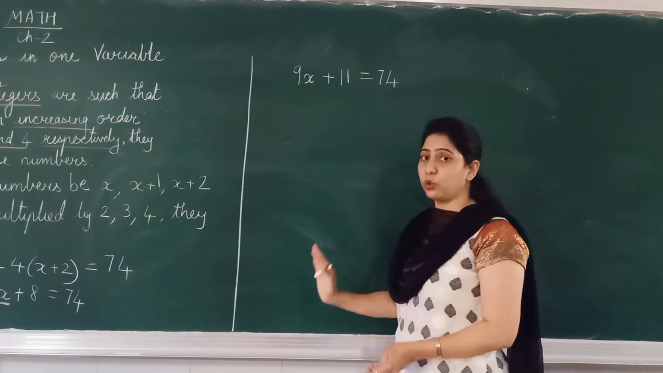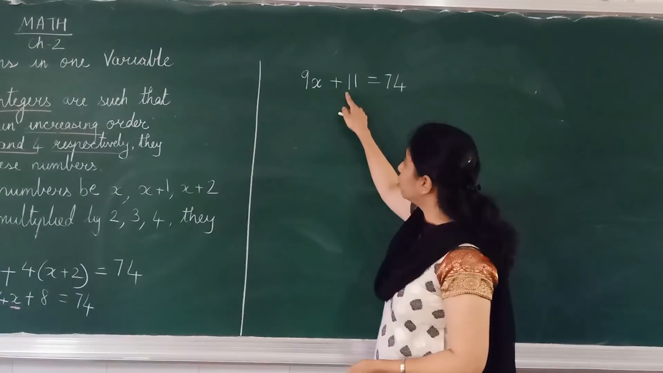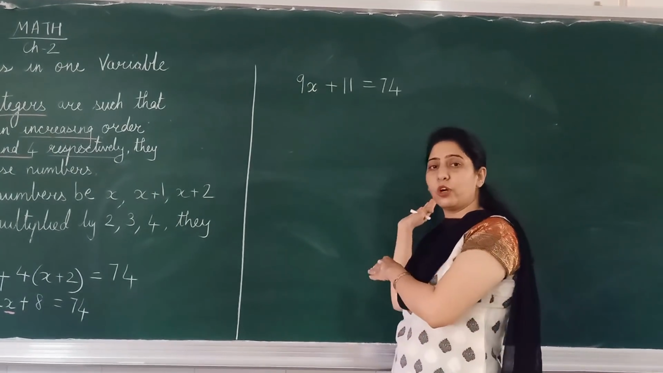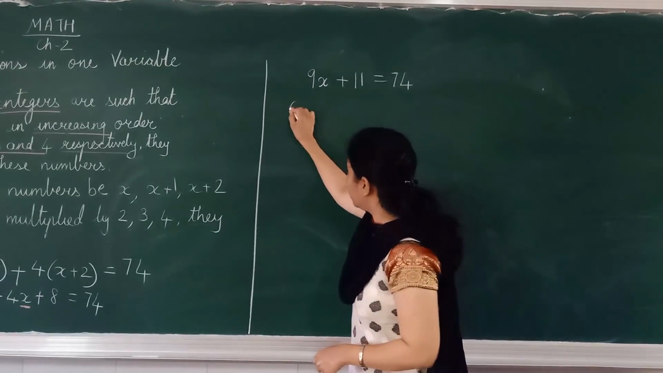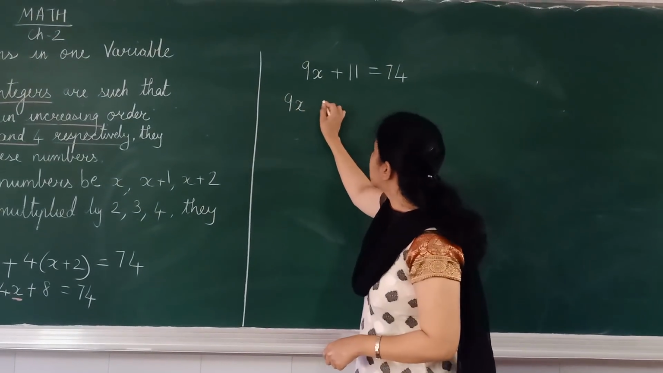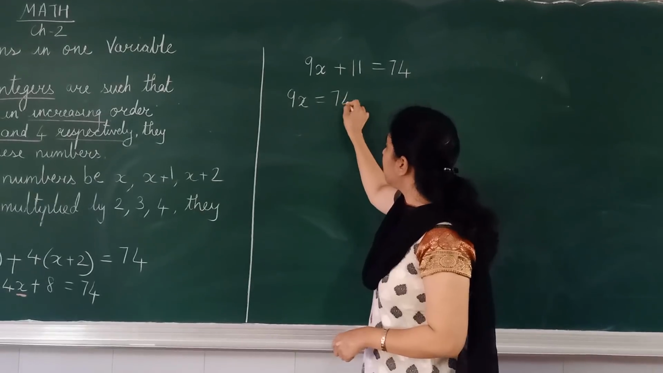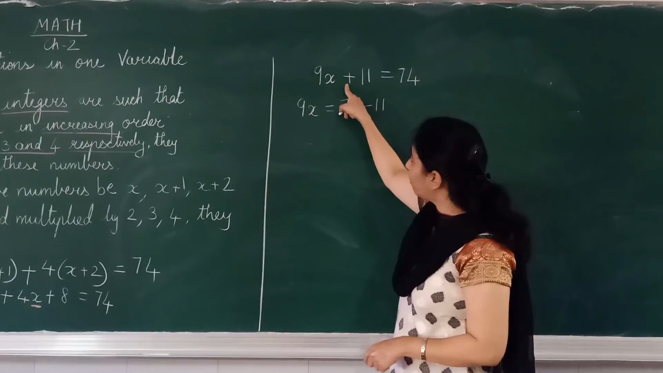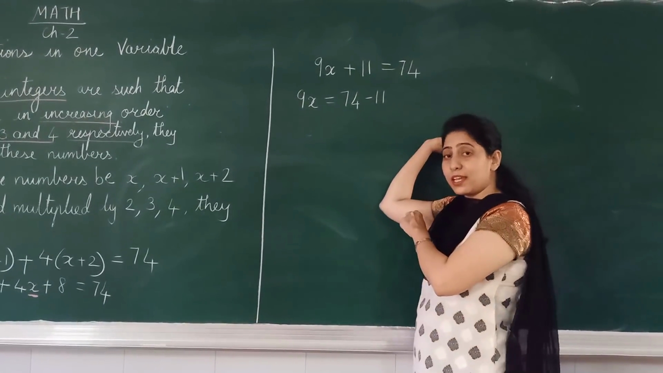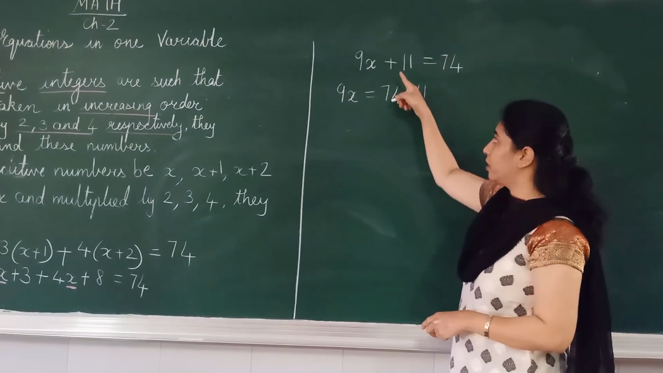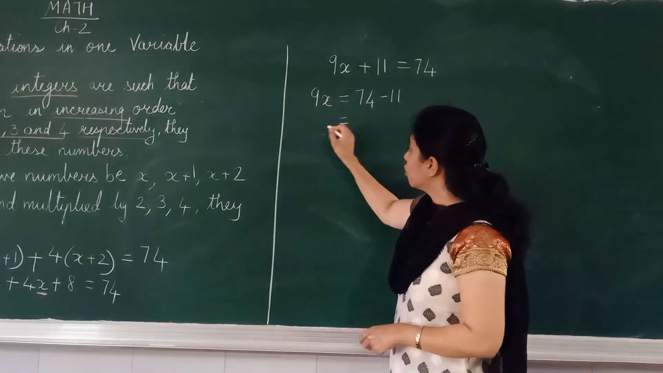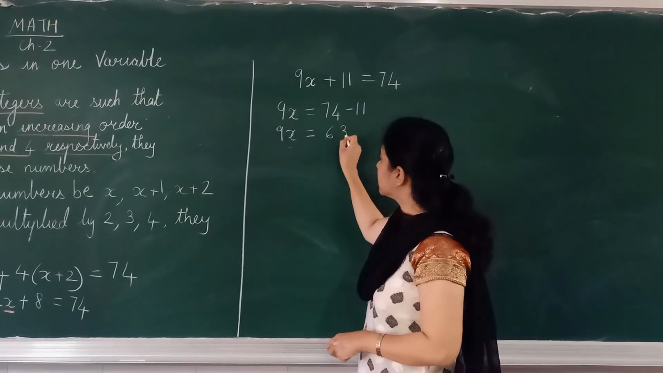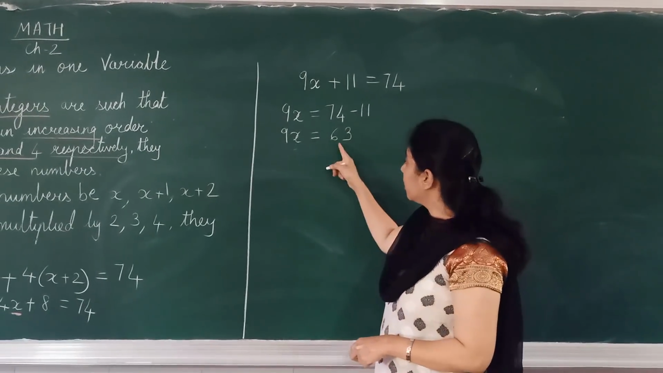Now this is very easy. You know how to solve it. So what are you going to do now? I want only x on one side, and we are going to shift everything to the right hand side. So 9x you are going to keep as it is, and it is equal to 74 minus 11. When plus 11 goes to the right hand side, it becomes minus 11. The sign changes. So 9x is equal to 74 minus 11, which is 63. Okay.